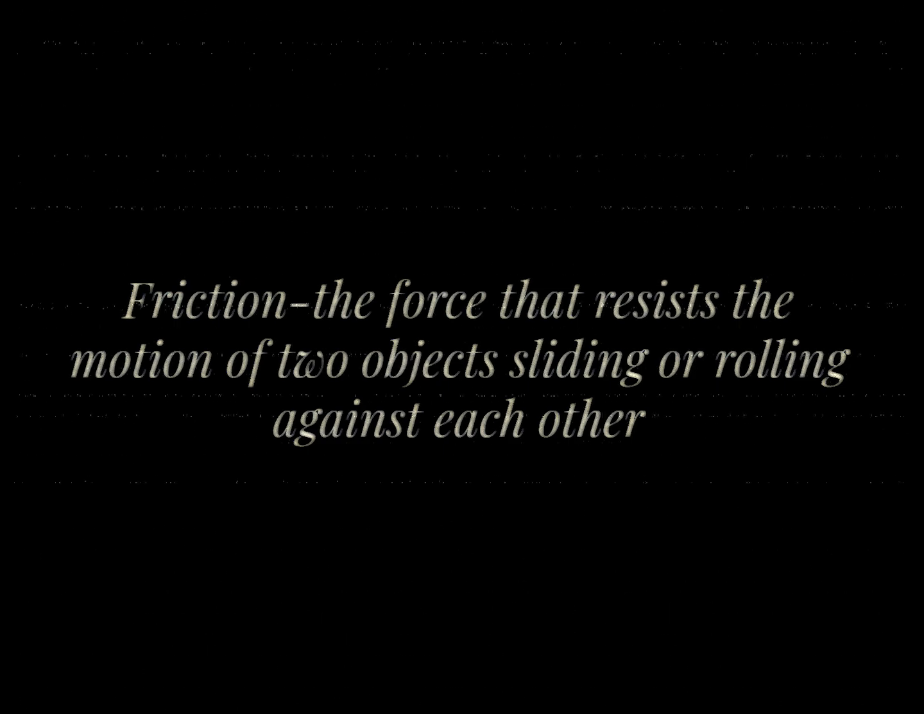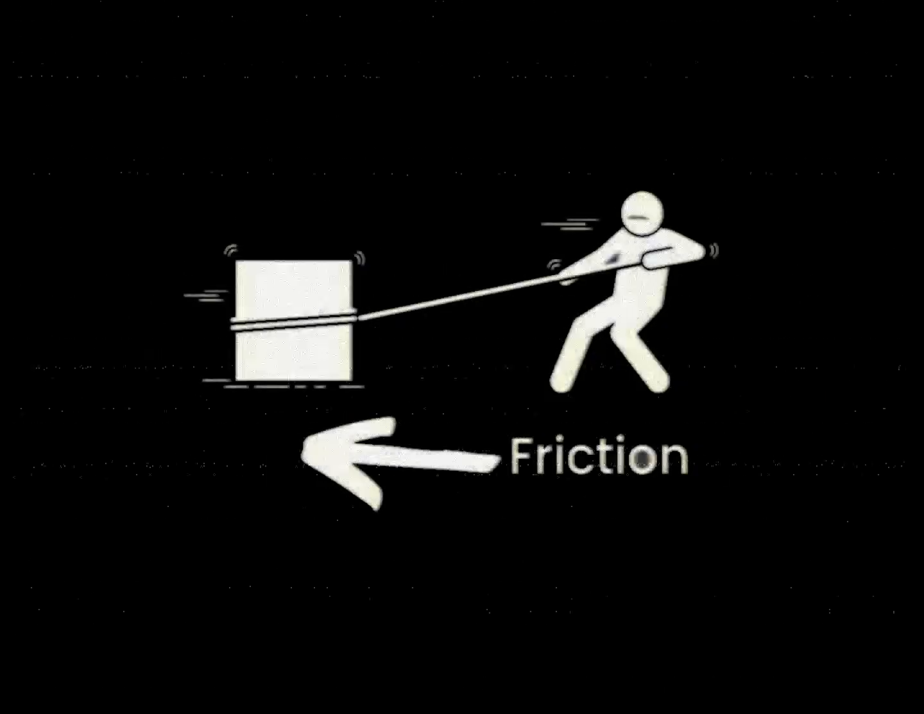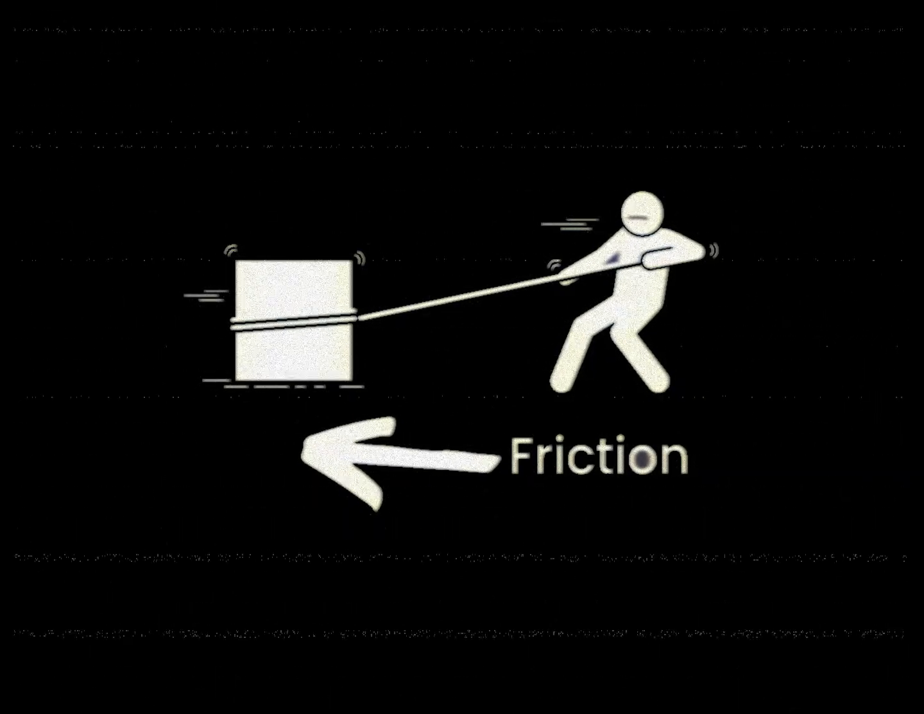Welcome back. Today we're going to dive into a really interesting topic of physics, friction force in Minecraft. So what exactly is friction? Friction is a force that resists the motion of two objects sliding or rolling against each other. It acts in the opposite direction of the motion, trying to stop or slow down the moving object.